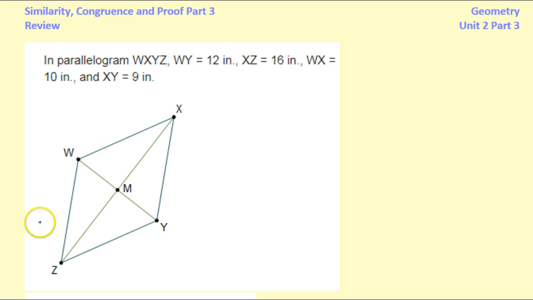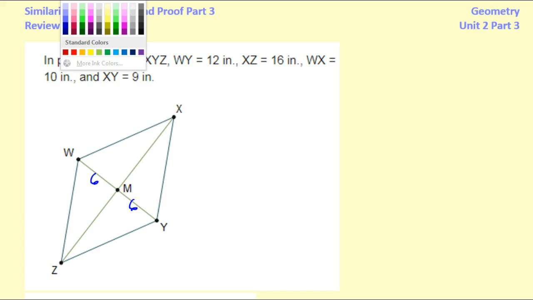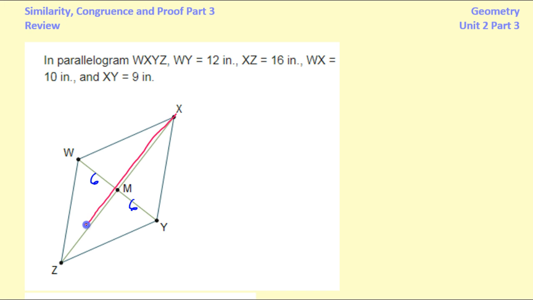Okay, in parallelogram, WY is equal to 12. So they're telling us that WY is equal to 12. That's this entire length, which immediately tells us that each of these pieces will be 6, because in a parallelogram, the diagonals bisect each other. They cut each other in half. And then we have XZ is equal to 16. So again, if XZ is 16, then we know that each one of these pieces is 8.